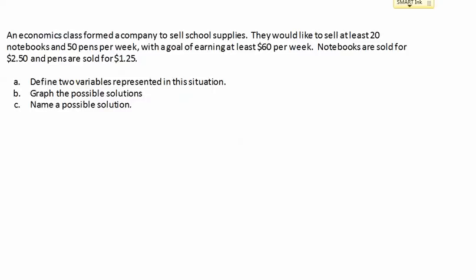Define the two variables. What are the two things that I don't know? Well, there's a couple of things that I don't know, but one of them is the notebooks. So I'm going to say x equals number of notebooks. I'm going to say y equals the number of pens. All right, and then we've got money, but the money, they tell us that we want at least $60 per week, so that's not really a variable.